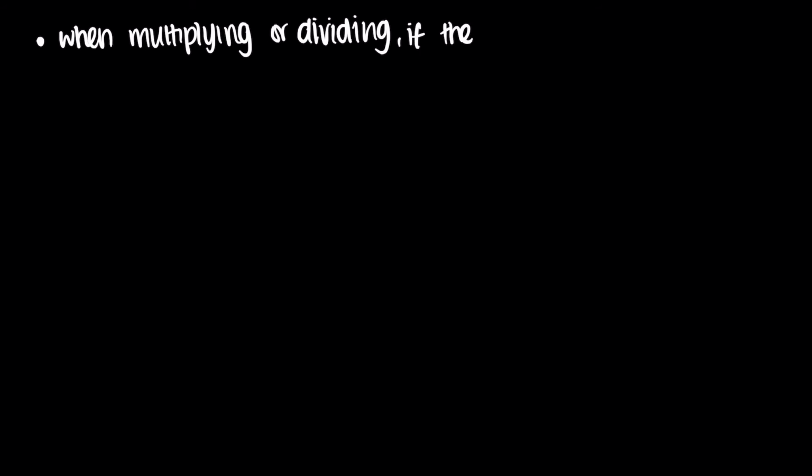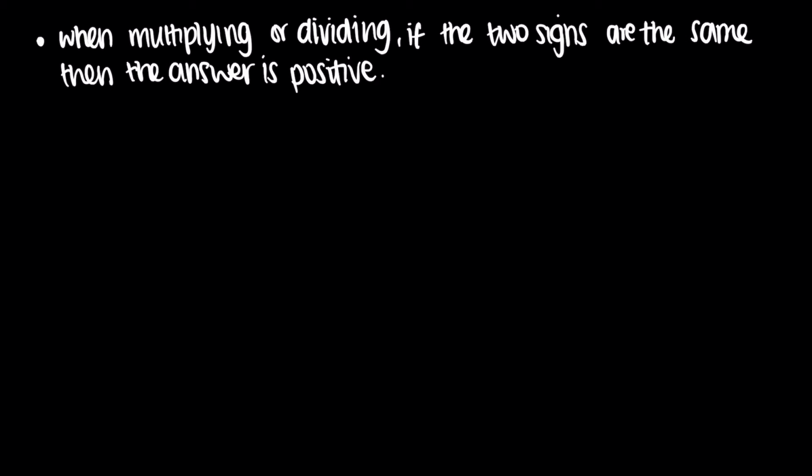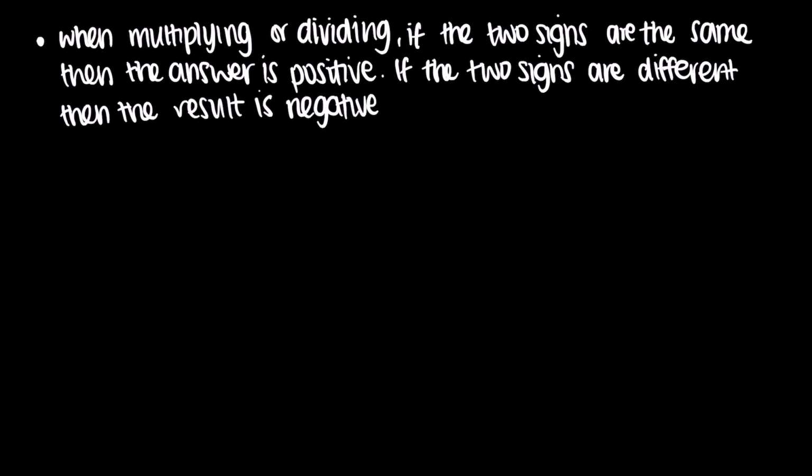And our final rule is when multiplying and dividing, if the two signs are the same, then the answer is positive. However, if the two signs are different, then the result is negative. For example, 10 multiplied by 2. Well, both signs are positive, so our answer is positive 20.